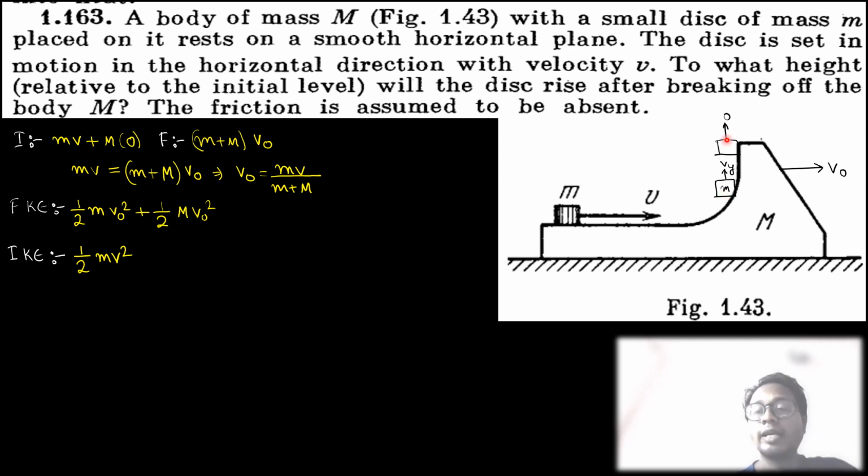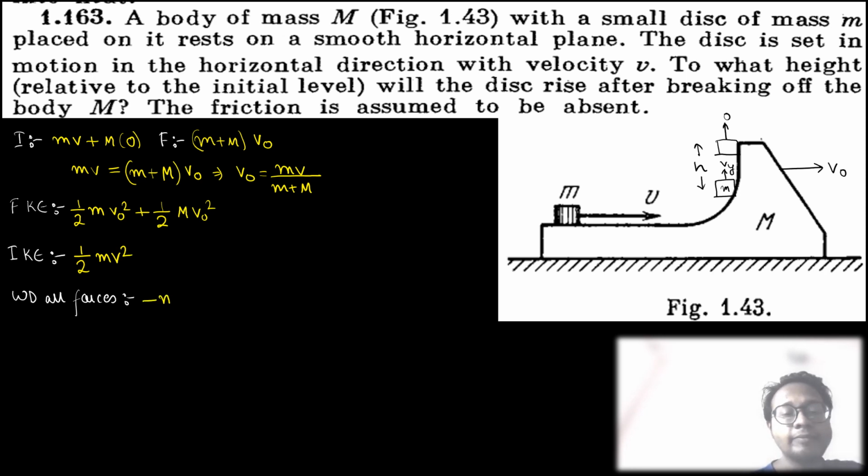And what is the work done by gravity in climbing up to the maximum height? The work done by gravity is equal to minus mgh. So the work done by all forces is equal to minus mgh, where h is the maximum height the body has reached.